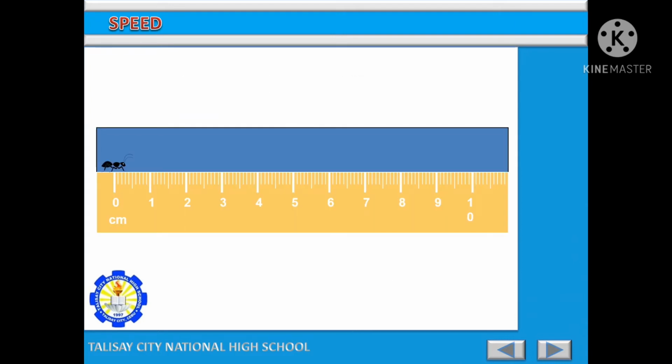Speed is a scalar quantity. That is, when you calculate the speed of a moving object, we do not put emphasis on the direction to which the object is moving. In calculating the speed of an object, the direction doesn't matter.